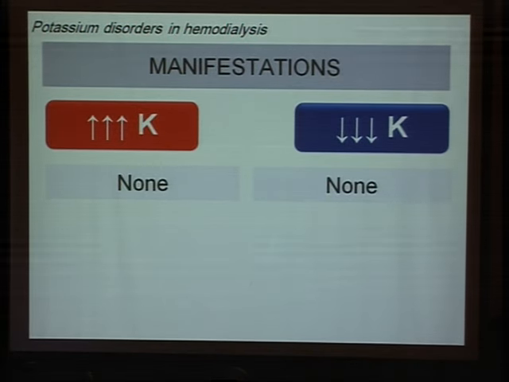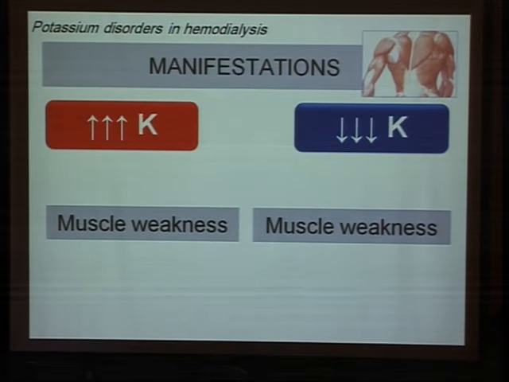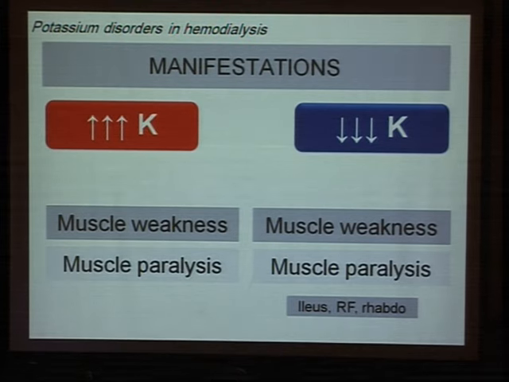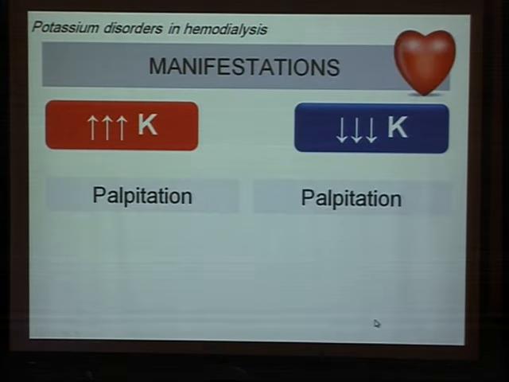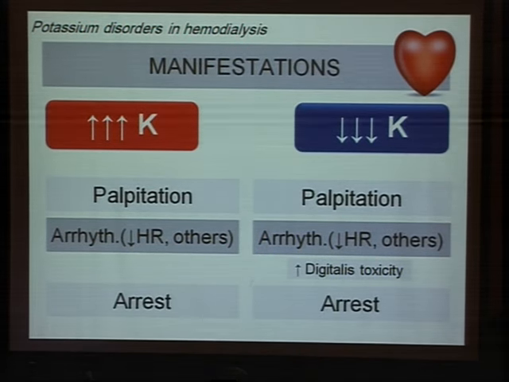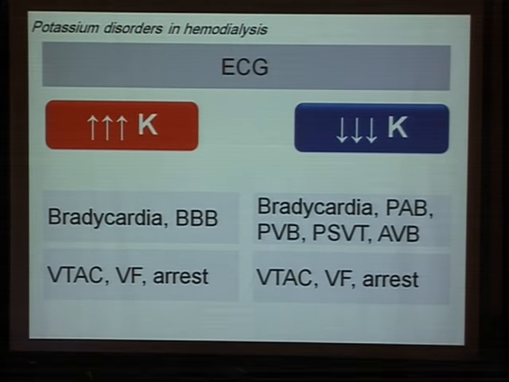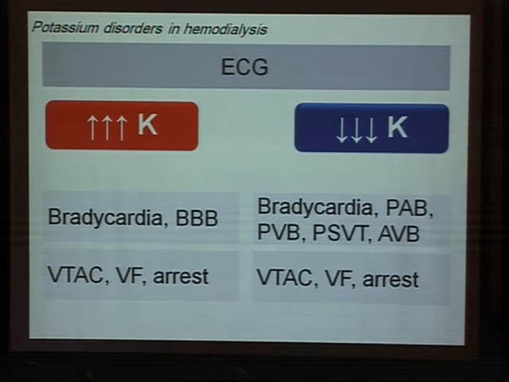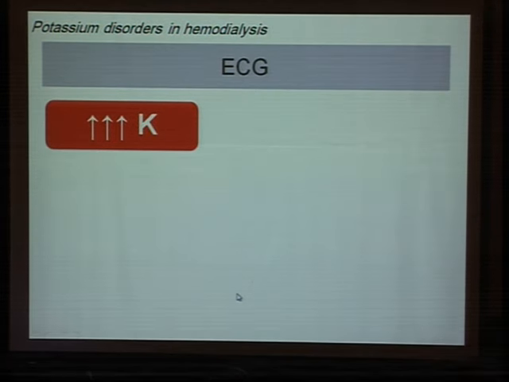In fact, manifestations of both hyper and hypokalemia are nearly similar. So both can present as asymptomatic, or they might affect muscles in the form of muscle weakness that might progress to paralysis, and rhabdomyolysis in case of hypokalemia. Both also can affect the cardiovascular system in the form of palpitation, arrhythmias, and might even end with arrest. ECG findings might show the same in both hyper and hypokalemia in the form of bradycardia, VT, and arrest.